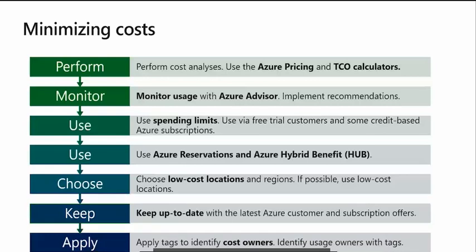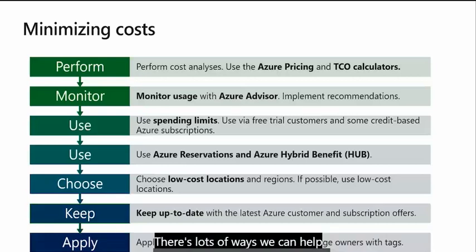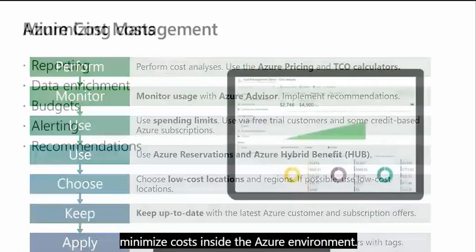Now, with my Visual Studio subscription, it's a $150 limit, which means when I hit $150 spend in the month, it does deallocate everything until the next month, until my credit renews. But that's unique to that subscription. Use reservations and hybrid benefit. Choose low-cost regions. Keep everything up to date with the latest offerings. As we change Azure and add features and functions, sometimes they will be cheaper than what you're currently doing. Use cost owners. Use tags to help apply those things. There's lots of ways we can help minimize costs inside the Azure environment.